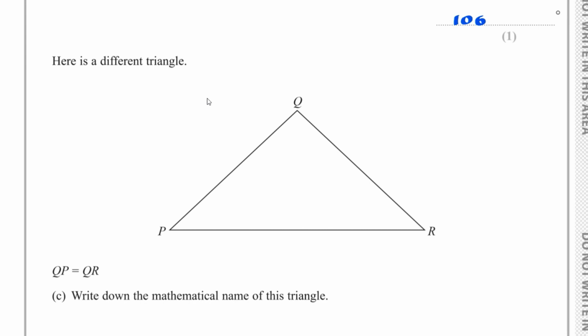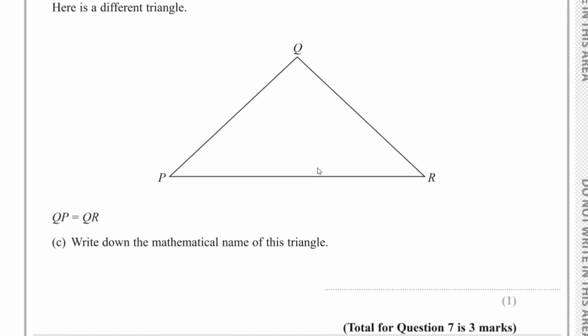Here is a different triangle. QP is equal to QR. We have to write down the mathematical name of this triangle. Well, if two sides of this triangle have equal length, that means we have an isosceles triangle. So we have an isosceles triangle.